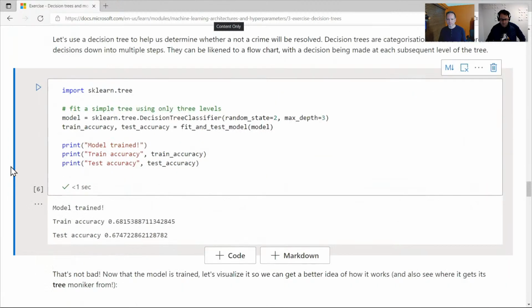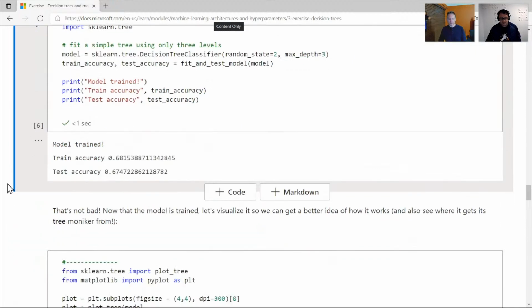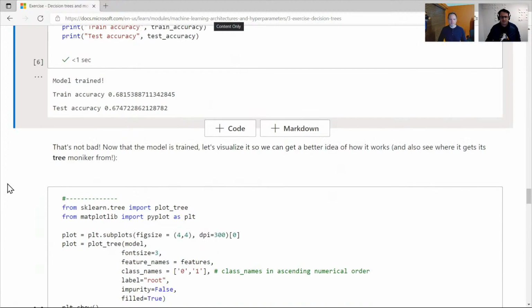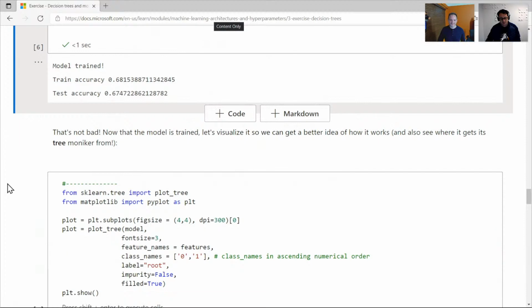So if we do that, then we can look at the training accuracy as well after we've fit and tested the model. Our training accuracy is roughly 68%, and our test accuracy is about 67%. It's not awful. It's actually pretty good. It's consistent. Yeah. We get a sense of how it works. We get a sense that it does work. We actually don't get a sense of how it splits at the moment.